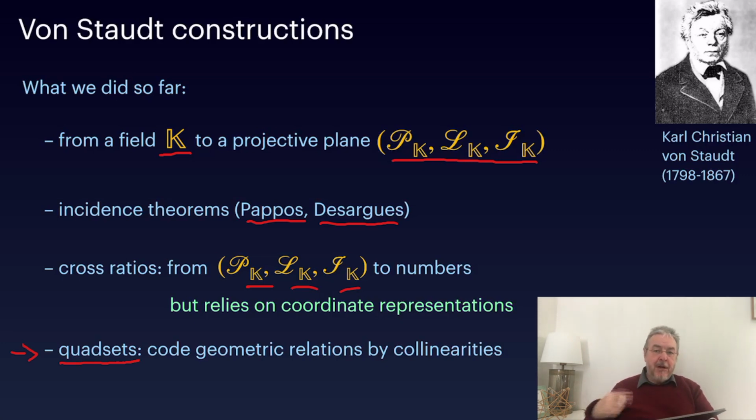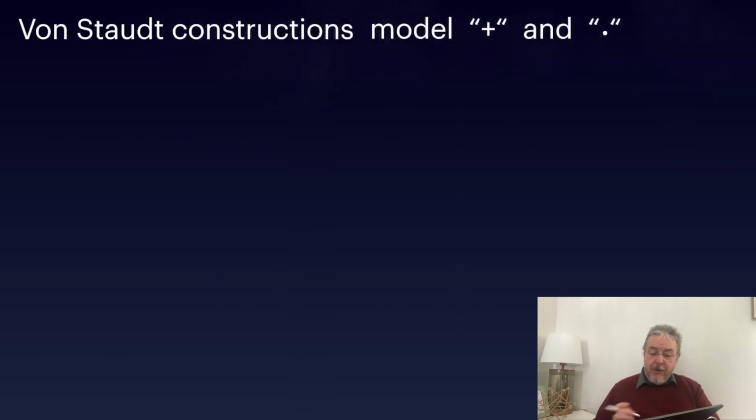And now we will further work out that link and strengthen it to such an extent that at the end, on that link, we can base an independent formulation of projective geometry. So what do the von Staudt constructions do? They really model addition and multiplication. So they are geometric constructions that really form a link from geometry to algebraic concepts like addition and multiplication.